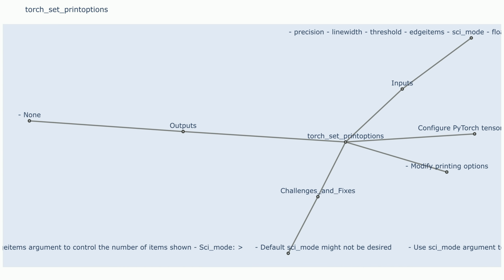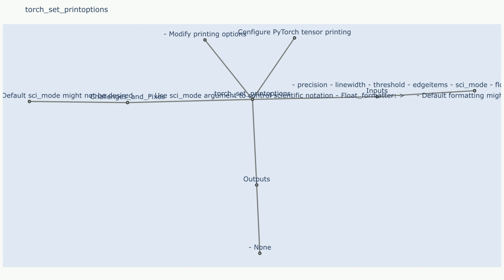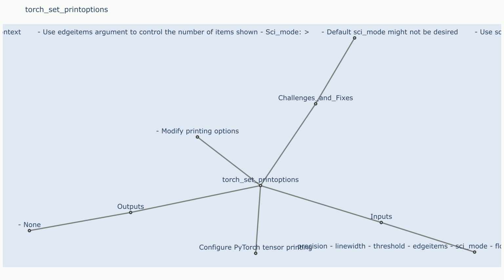torch.set_printoptions. Description: the torch.set_printoptions function is a utility in PyTorch used to control the way tensors are displayed when printed. It allows you to customize how elements are formatted, how many elements are displayed, and other display-related options.